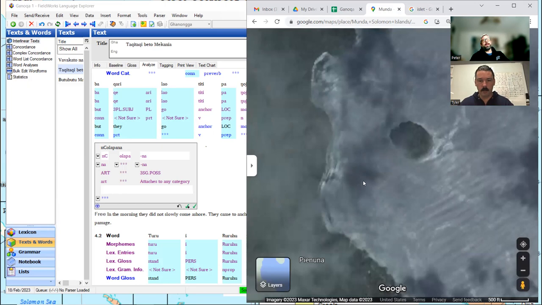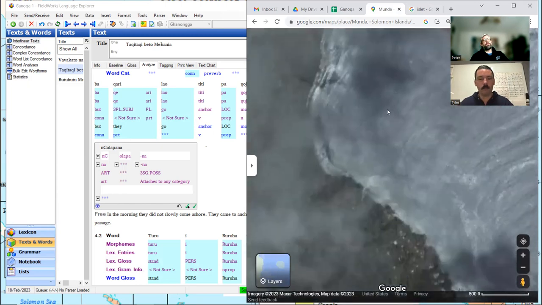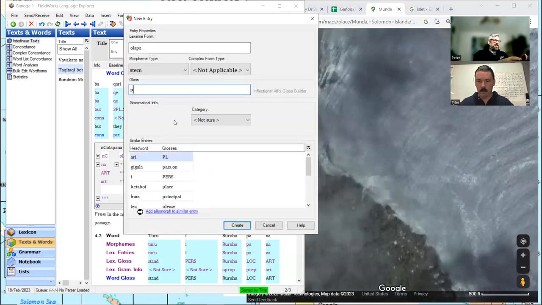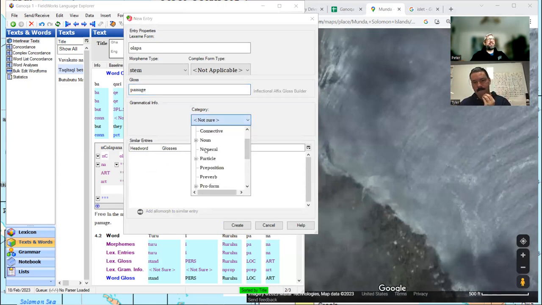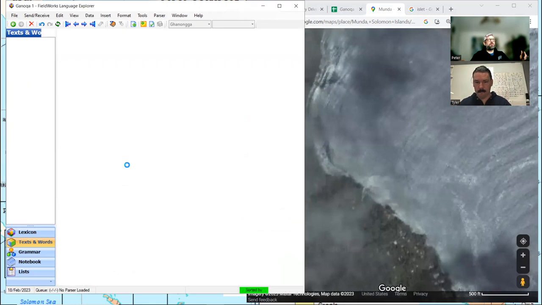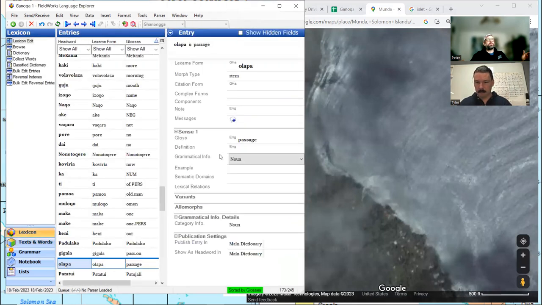So I think I'm going to call it passage, and I'm going to call it passage of water in the definition, and I don't know. I don't know what it is. It could be the strait, it could be whatever. Pretty sure it's a noun at least. Now I'm being aggressive on this. I'm going to click on Olapa. I'm going to say passage of water. Perhaps take out that I from the word, if you would.